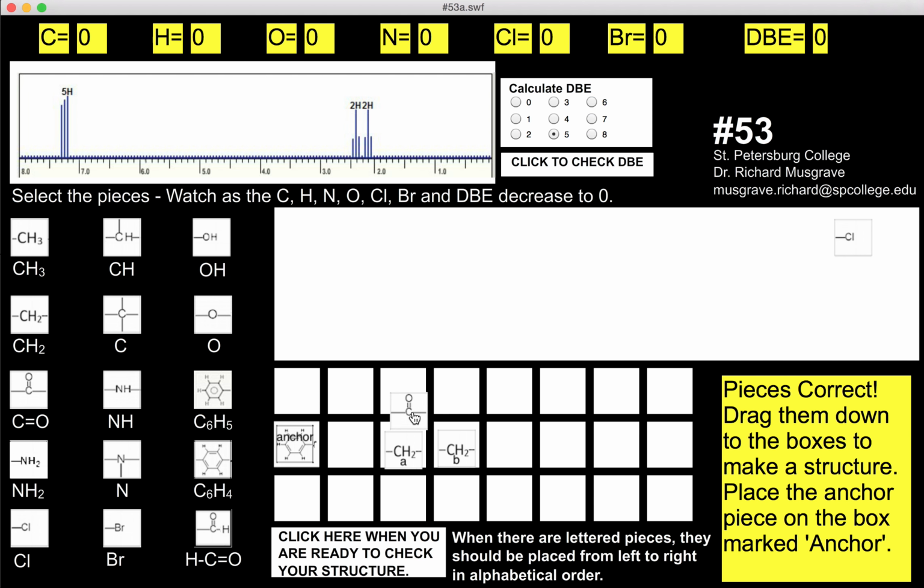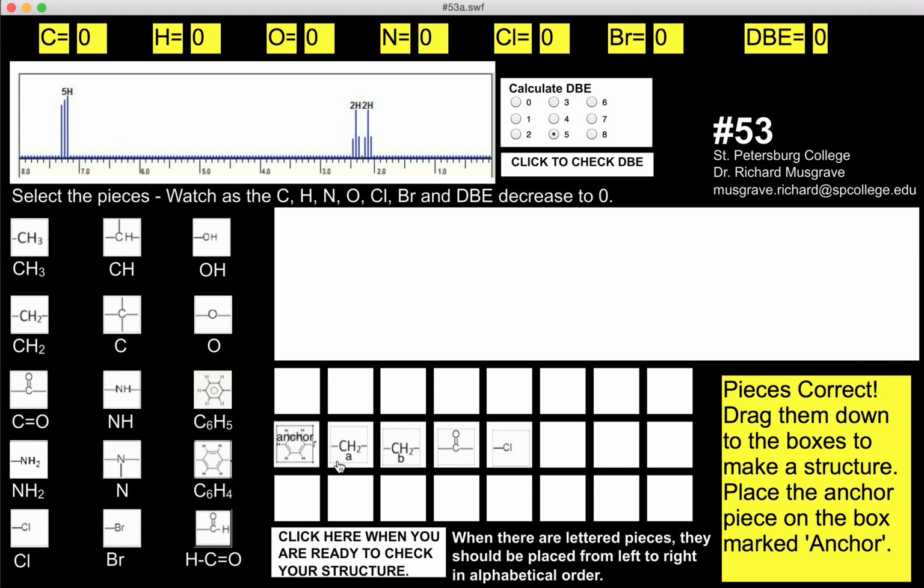Now the two possibilities that we could come up with here would have the C double bond O here and the Cl here. Or the other possibility would be that the CH2 groups were connected here, and C double bond O is here and the Cl is here.